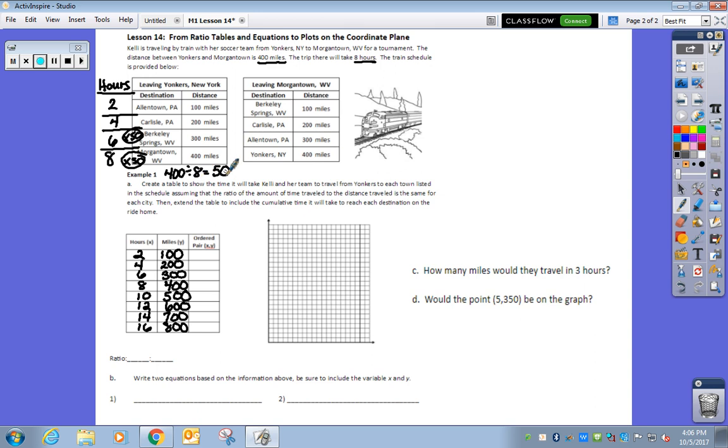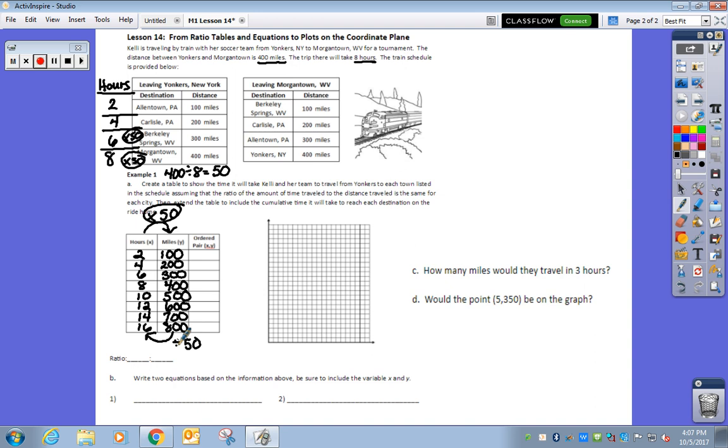Another thing we did realize too, by doing that, 400 is 8 hours, so 400 divided by 8 gave us that 50. To go from hours to miles, we were multiplying by 50. Which means if we're going from miles to hours, or backwards, we're going to use the opposite operation, or inverse operation, which is dividing by 50. So again, if I'm given the number of miles, I would divide by 50 to get the number of hours. If I was given the number of hours, I would multiply by 50 to get the number of miles.